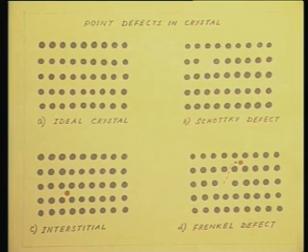Then I may have another type of defect, which is called an interstitial. I again have a regular array of atoms with spaces in between. Where are these spaces located? Let us look at this model.